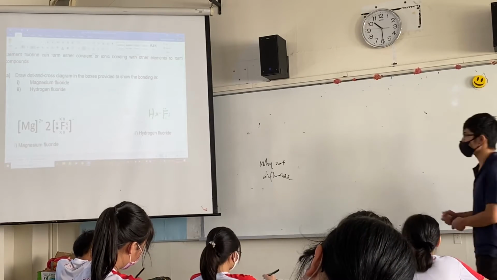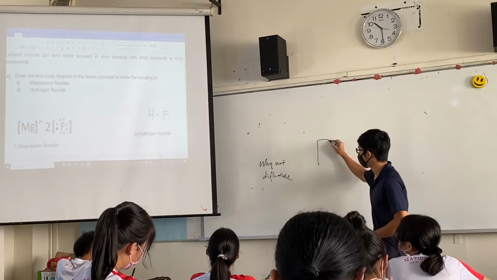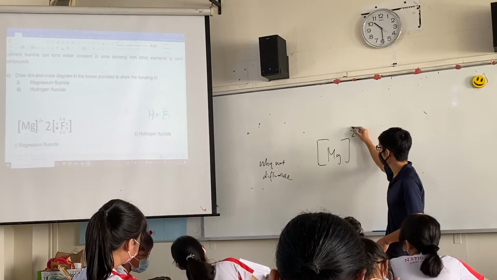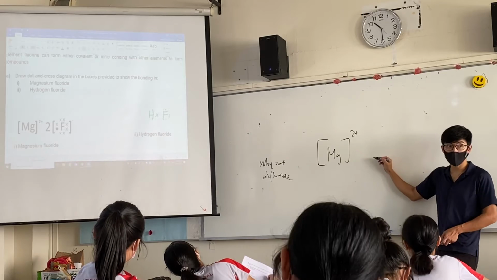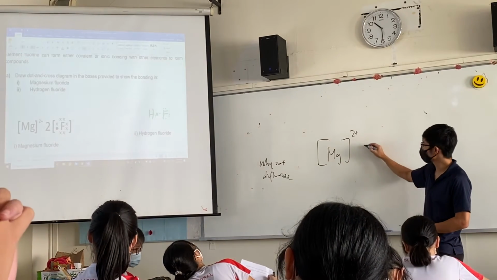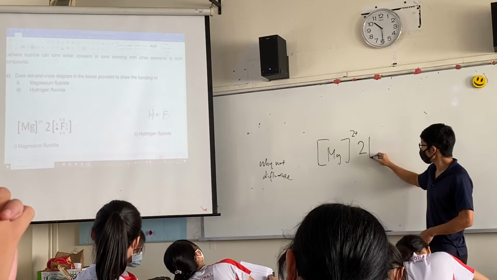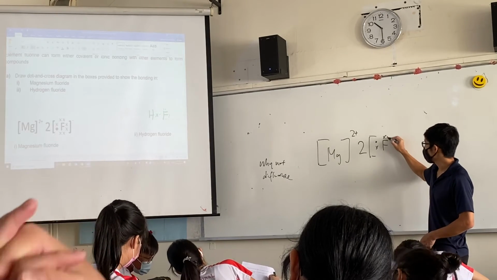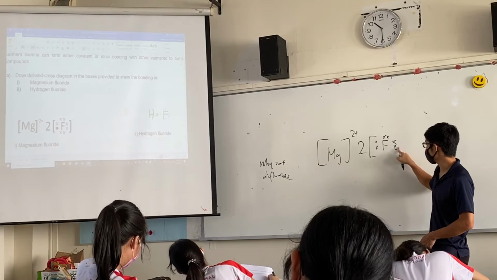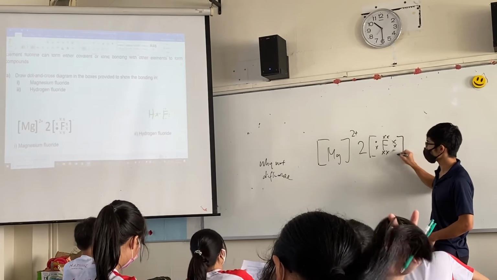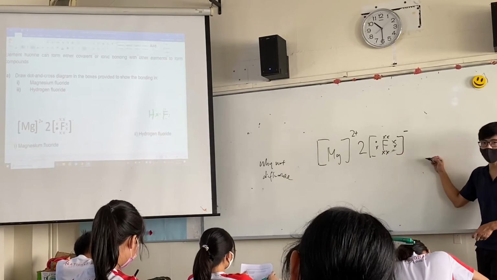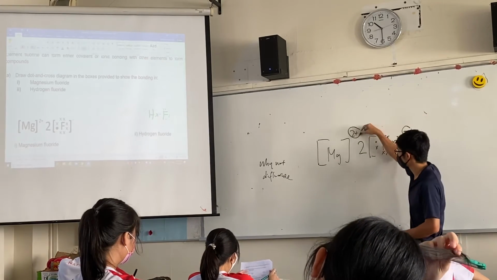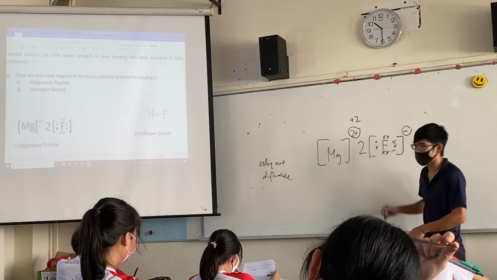So some things to check. Can you check for your ionic compound whether you have the charge at the top right hand corner? Check the charge, is it a 2 plus? For fluorine, can you check that you have the stable valence number of electrons? Don't forget the charge at the top right hand corner. Usually students forget the charge. Make sure it's not plus 2 but 2 plus.